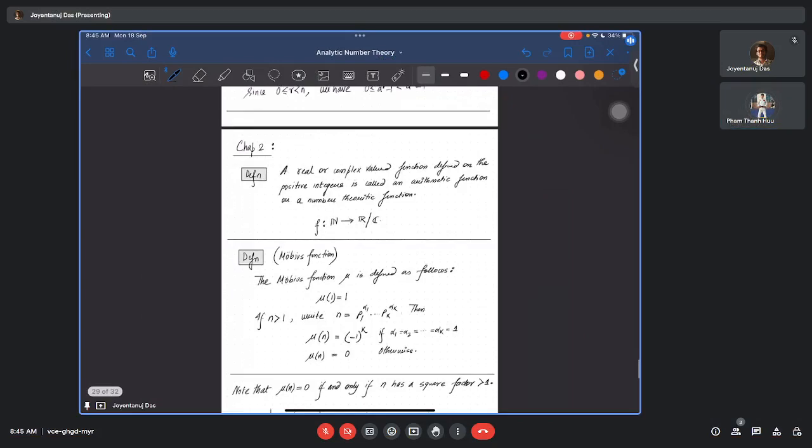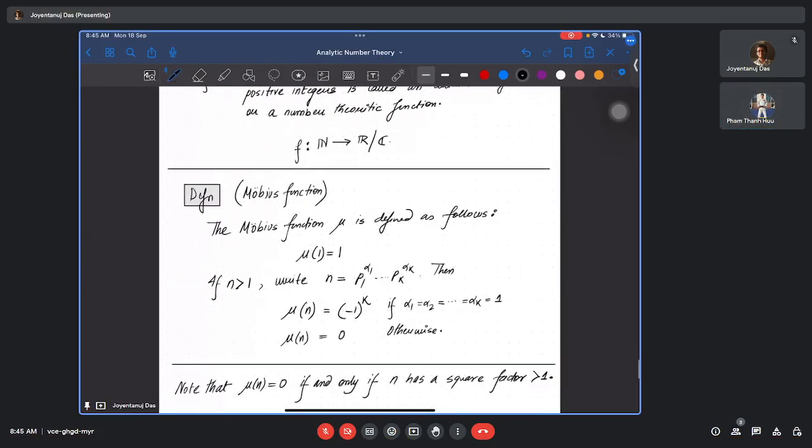So we define the Mobius function. Mu of n is -1 to the power k, where k is the number of prime factors in the prime factorization, if all of them are distinct. Otherwise it is 0. So these are the arithmetic functions.